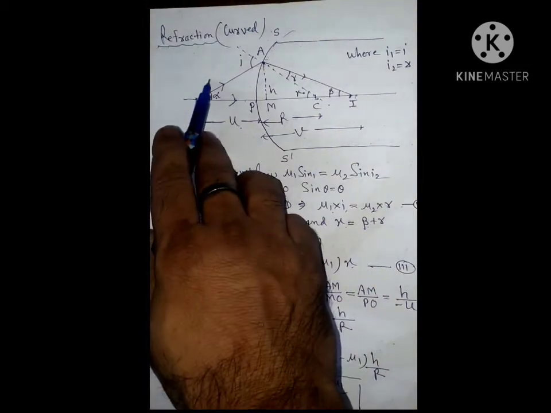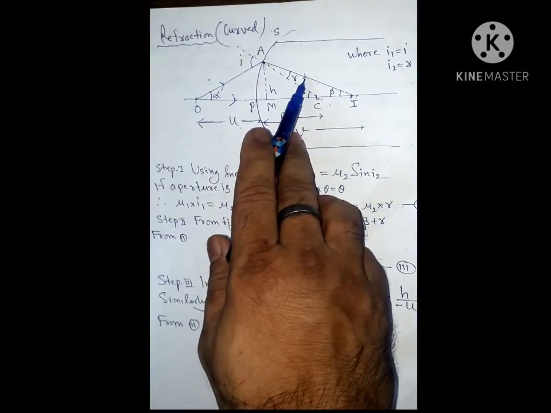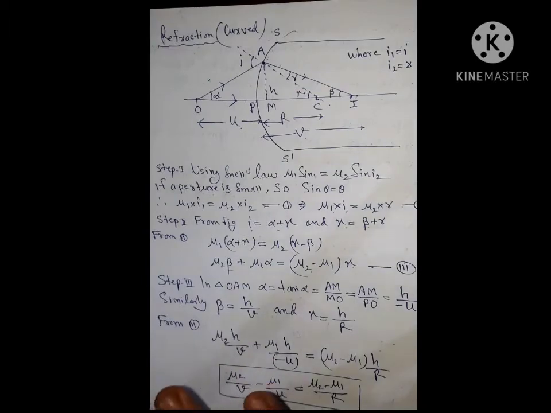What are mu1 and mu2? mu1 is the refractive index of the first medium and mu2 is the refractive index of the second medium. I mean glass here, but it can be anything.